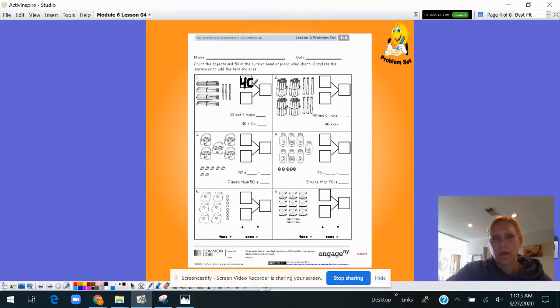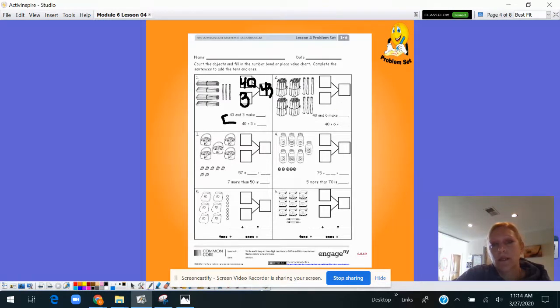So we're going to put 40 in one of the parts, and then you have 1, 2, 3 ones. We're going to put 3 ones in the other part. So 40 and 3 is 43. So now that we finished our number bond, we don't want to forget that we need to do our sentences. 40 and 3 make 43. 40 plus 3 is 43. Okay, let's go to number 2.